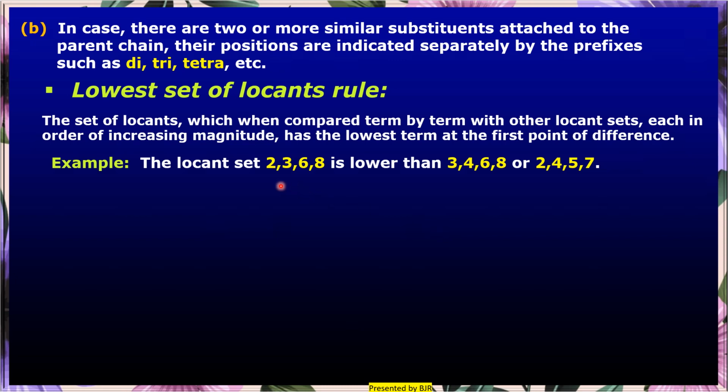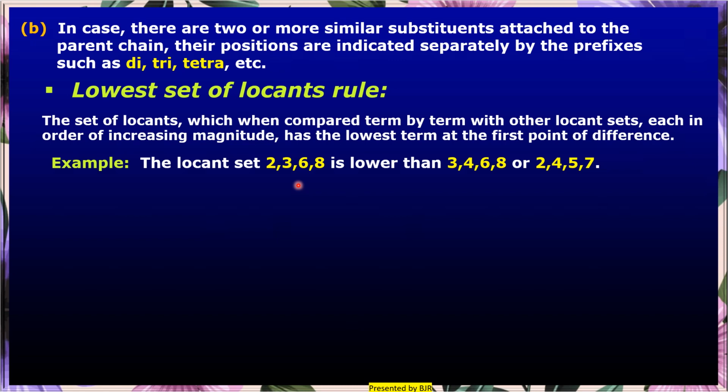So here this is one locant set, that is, in the parent chain, to these carbon atoms substituents are attached: to the second carbon, third carbon, sixth carbon, eighth carbon, like this. Okay, so we know what is locant. The number that locates the position of the substituent is known as locant. So this is one locant set.